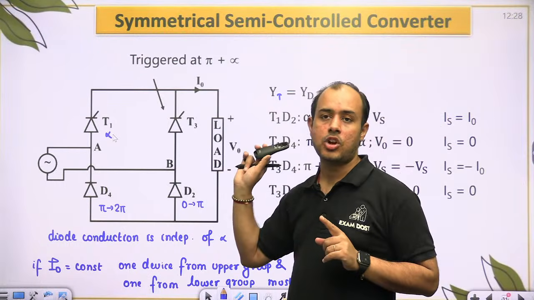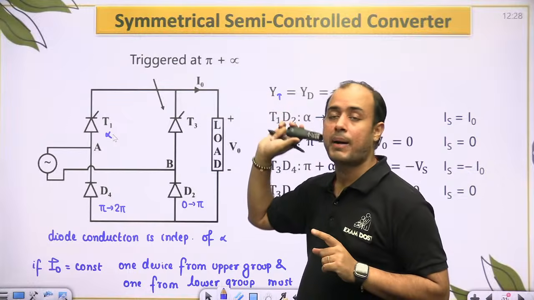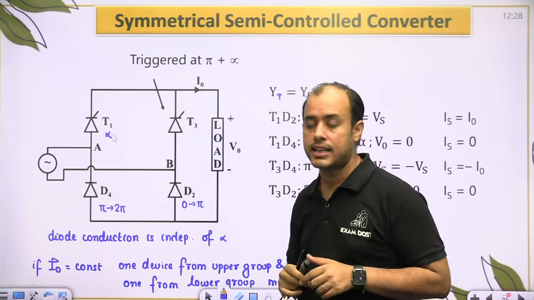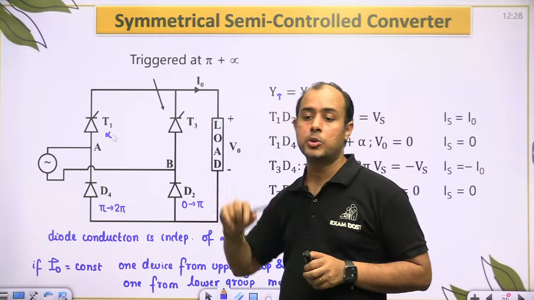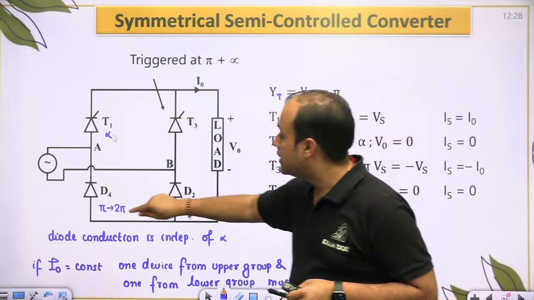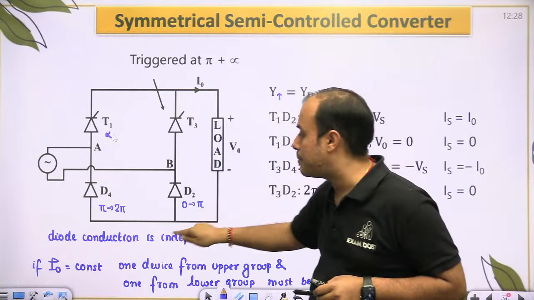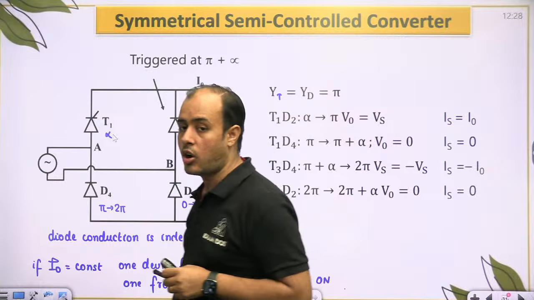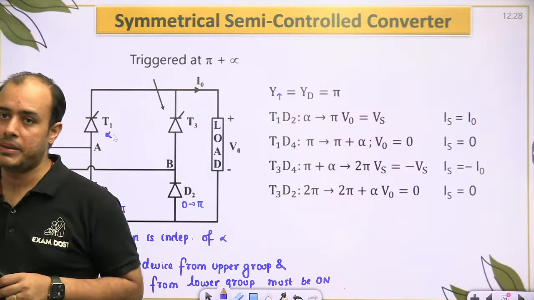But T3 does not turn on. T3 turns on at pi plus alpha. So from the upper group, T1 will conduct, and from the lower group, the diode has turned on. So you will get a freewheeling path. So V0 will be 0, Is will be 0.